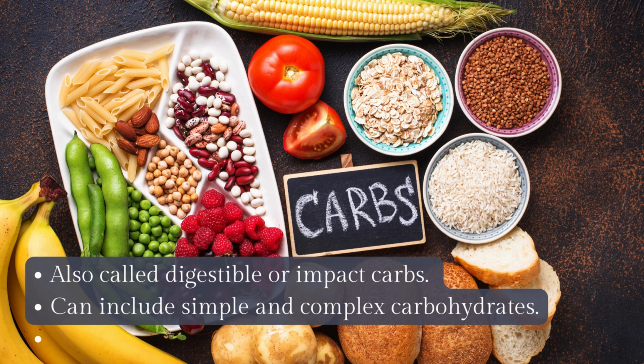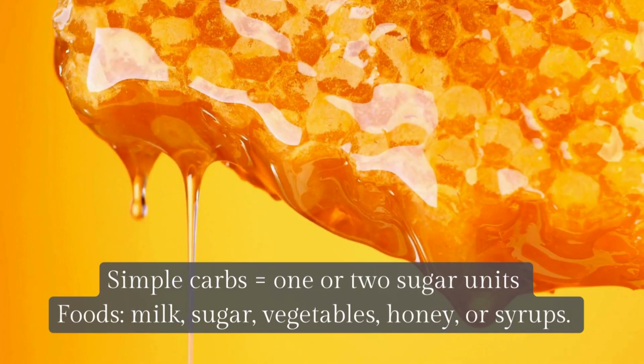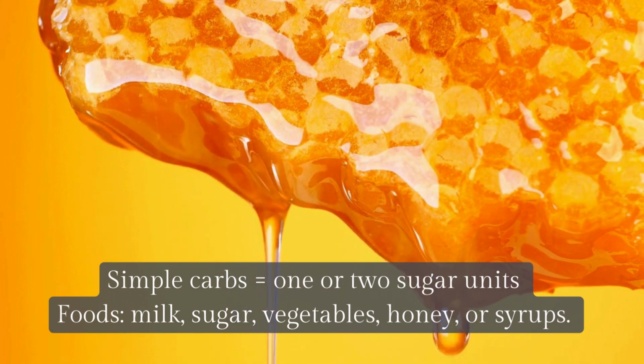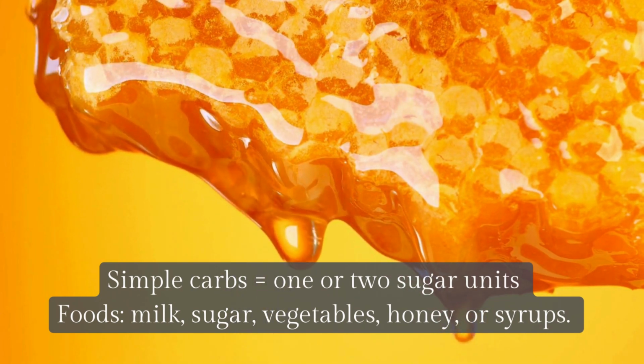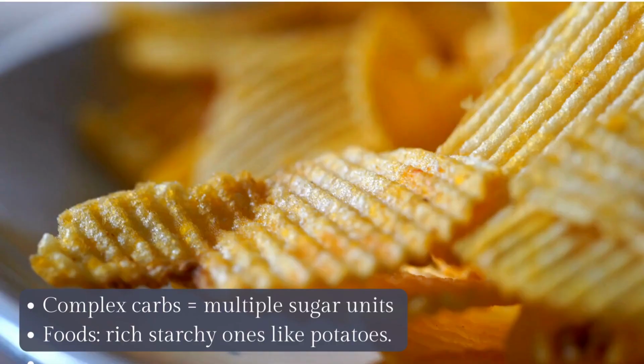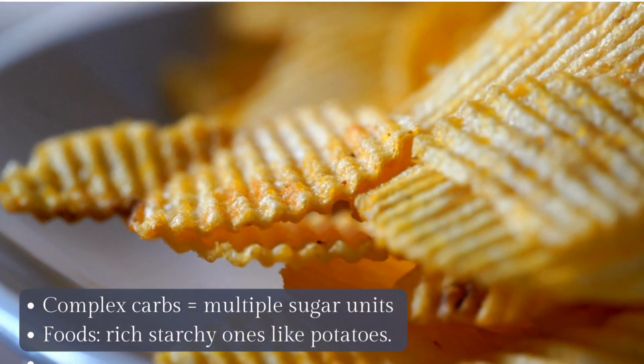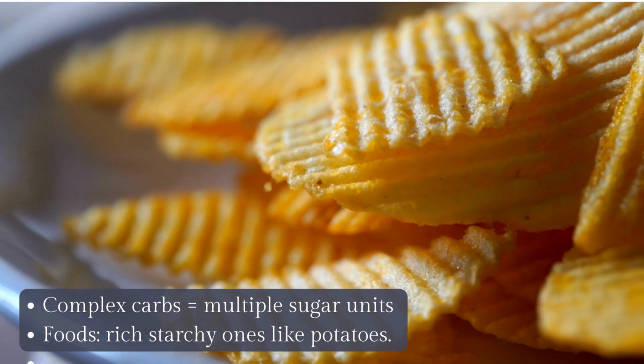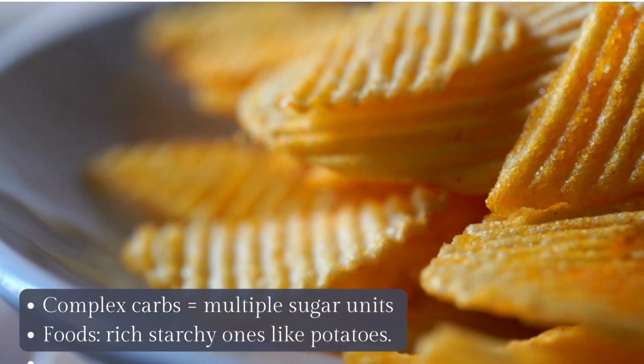Net carbs are also called digestible or impact carbs, and can include both simple and complex carbohydrates. Simple carbs contain 1 or 2 sugar units that are linked together, and can be found in foods such as milk, sugar, vegetables, honey, or syrups. Complex carbs may have multiple sugar units linked together. Examples of such foods are rich starchy ones like potatoes.